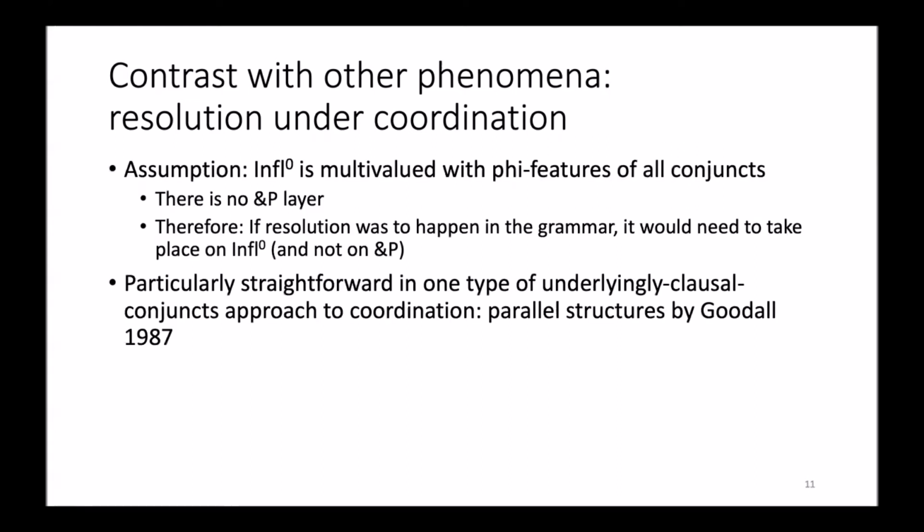So I'm going to assume that in this case also there is an infill head that is multi-valued with Phi features of both of the conjuncts, or all of the conjuncts that are involved. And this is maybe trivial for some of you that this is a possibility, given that we're in the workshop on multi-valuation, but this is also not something that comes all that easy to adopt for some approaches to agreement. So I'm going to justify my assumption a little bit more.